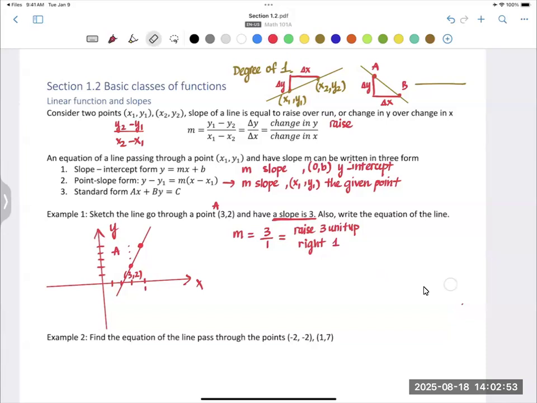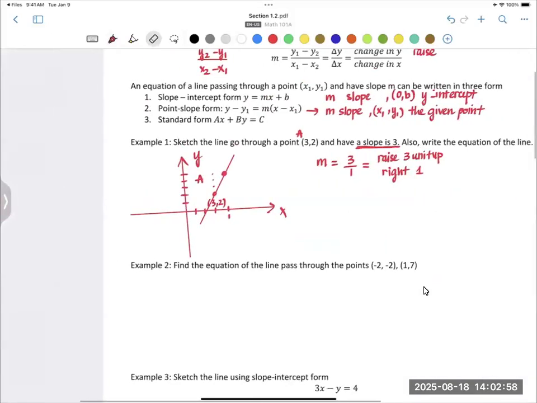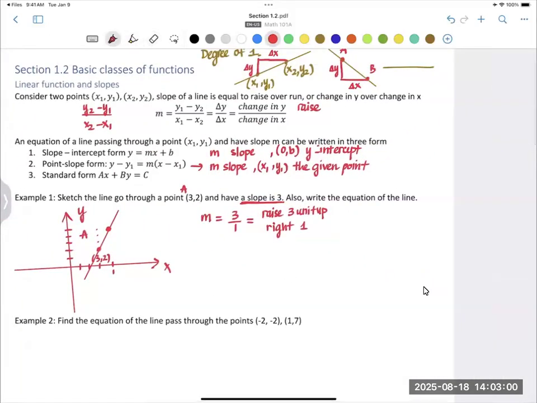All right, so that is my slope and my graph. Now we're going to write the equation. Since the problem gives you the slope and the point, I'm going to use the slope-intercept form. So we will have y equals 3x plus b. The next thing I have to look for is my y-intercept, but the problem doesn't give you the intercept. So you can use the first form or the second one. When I write the equation, I always use the second one because it's easier.